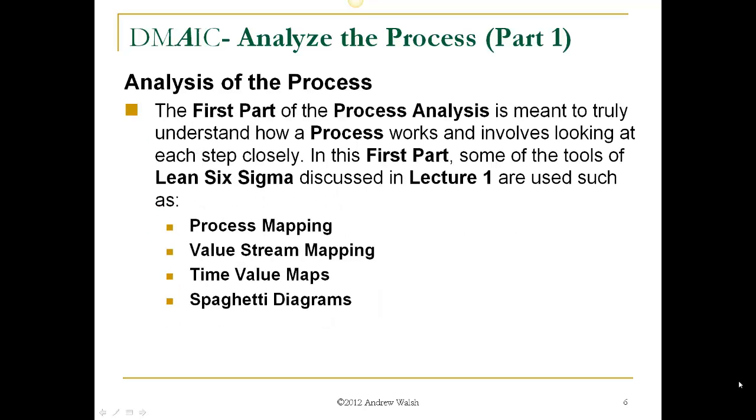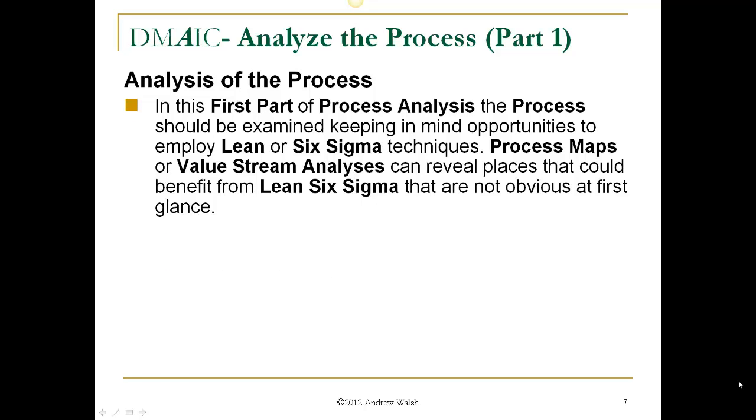The first part of the process analysis is meant to truly understand how a process works, and involves looking at each step very closely. In this first part, some of the tools that Lean Six Sigma discussed in Lecture 1 are used, such as process mapping, value stream mapping, time value maps, and spaghetti diagrams.